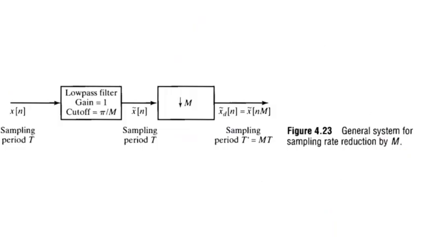So before we move to upsampling, this is the overall block diagram of downsampling, a general system for sampling rate reduction by m. So we have a discrete time signal or its Fourier transform. We pass this discrete time signal through a filter, that is a low pass filter with a gain of m and a cutoff frequency of pi by m. We get the same discrete time signal and then we finally downsample it. So we get the decimated signal as we have seen in the previous slide.